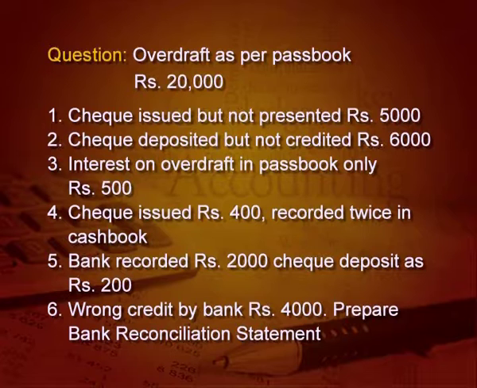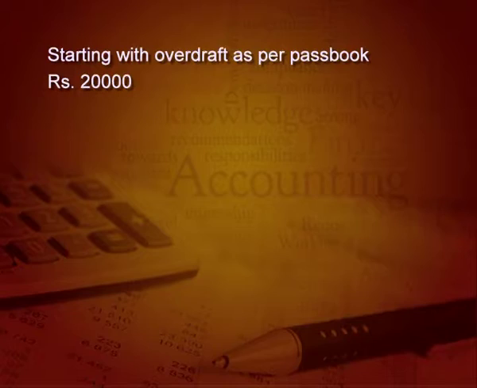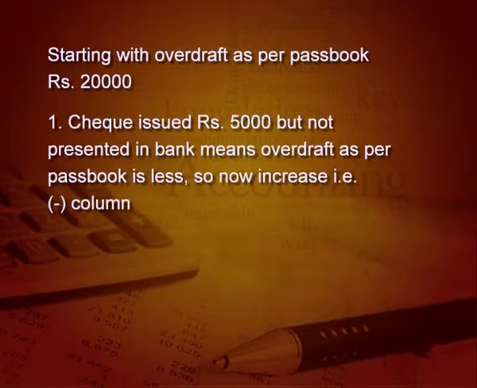So, let us start. In the first line, you have to write bank reconciliation statement of the company name and the date. Then, starting with overdraft as per passbook 20,000, we will write it in minus column. Coming to point number 1, check issued 5,000 but not presented in the bank. That means, overdraft as per passbook is less. So, now we will increase, that is in the minus column.